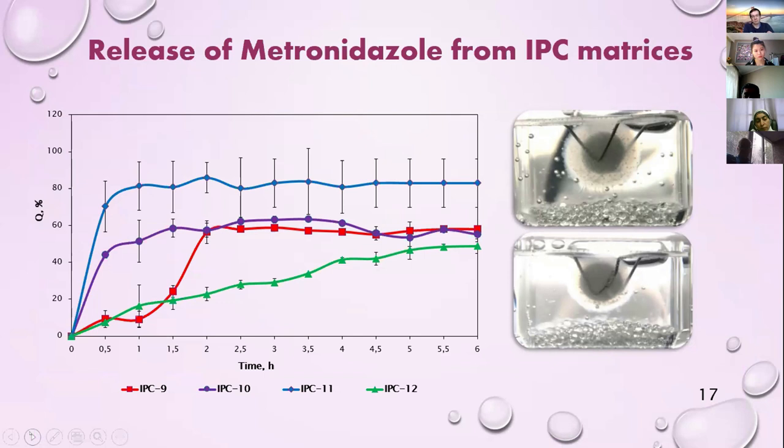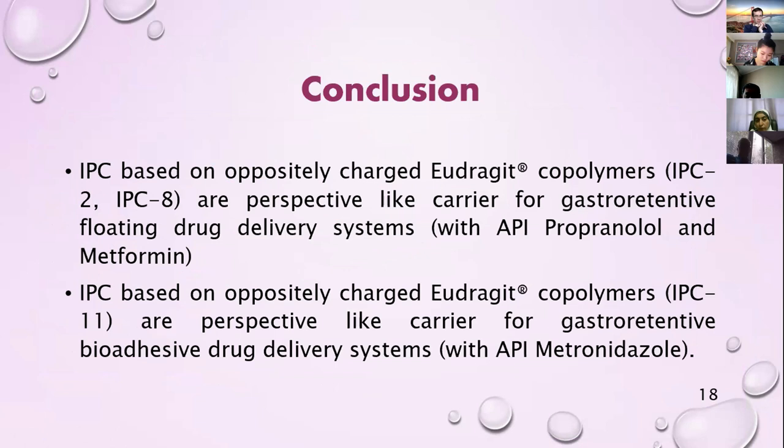So, according to all these results, we made such a conclusion that IPC based on positively charged Eudragit copolymers are perspective carriers for floating drug delivery systems with propranolol and metformin. They are IPC2 and IPC8, and IPC11 is perspective as a carrier for gastroretentive bioadhesive drug delivery systems. So, and that's all. Thank you for your attention.